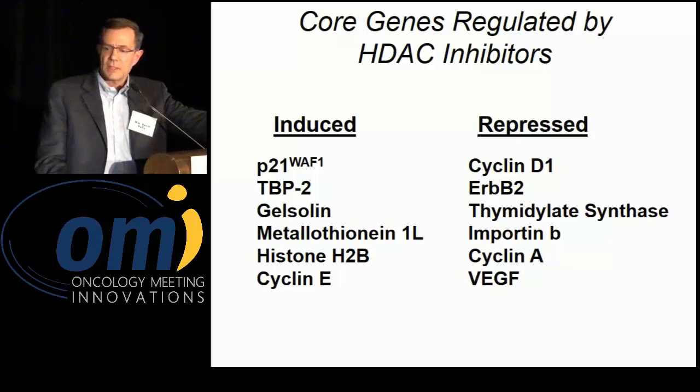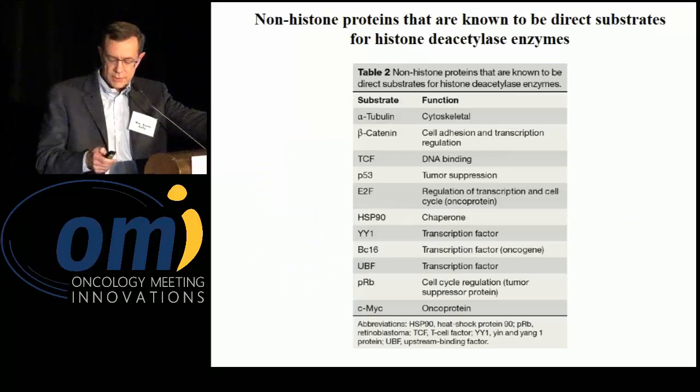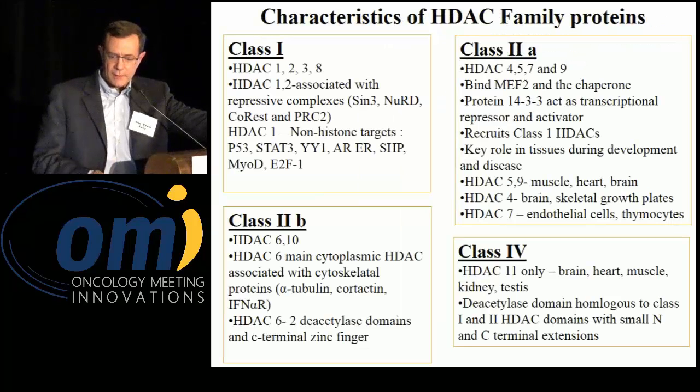If you look at studies of HDAC inhibitors, if you inhibit the enzymes, you can induce certain downstream genes, including P21, TBP2, gastrin, histone H2B, and cyclin E. There are others that are repressed that are listed on that side too. Again, the non-histone proteins that are known to be direct substrates for histone deacetylase enzymes are listed here. Important in prostate cancer are the tubulins, beta-catenin, P53, E2F, HSP90, RB, and c-MYC.